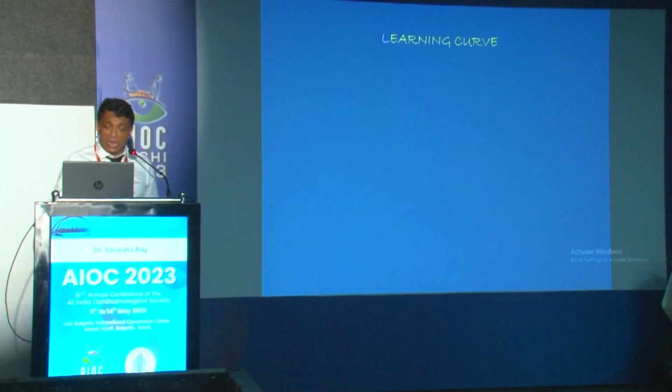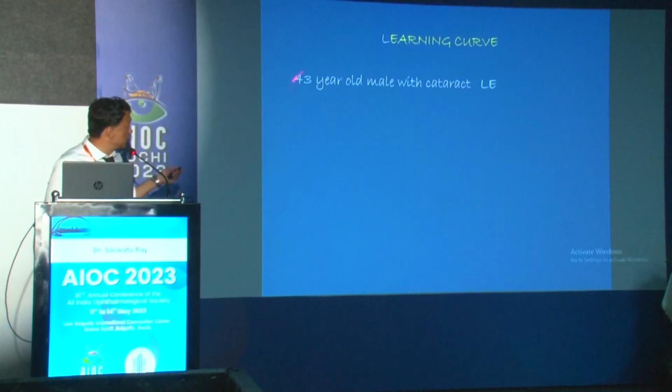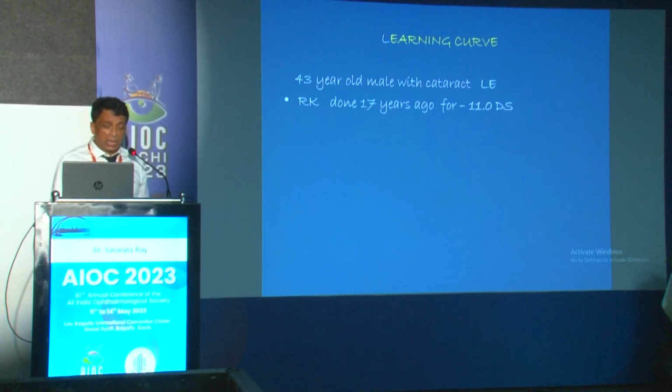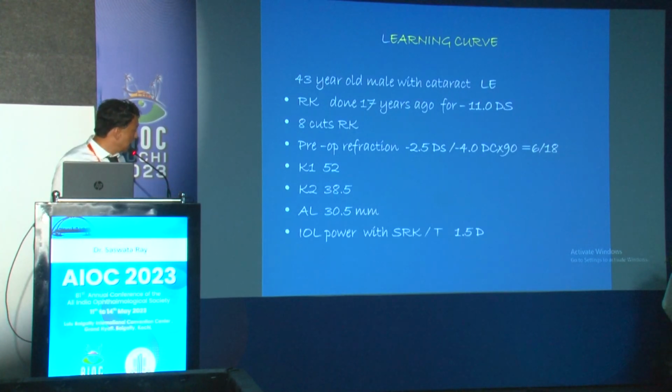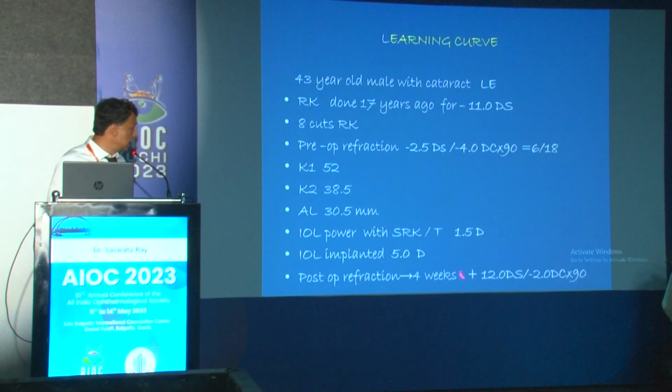And if you don't do that, look at a case report published recently: a 43-year-old male with a left eye cataract. RK done 17 years back for minus 11, with 8 cuts RK. Pre-op refraction with the minus 2.5 with the minus 4. This is before the cataract. And K1 52.1, K2 38.5, axial length 30.5. Remember, he was minus 11. IOL power with SRK/T was 1.5. The surgeon wanted to be on the conservative side, so he implanted 3 times that. He implanted 5 diopters, and yet the refraction comes out to be plus 12. That's incredible, and you know what is going to happen next.